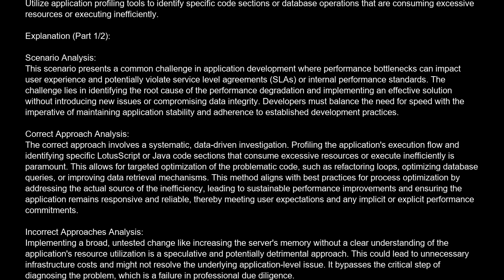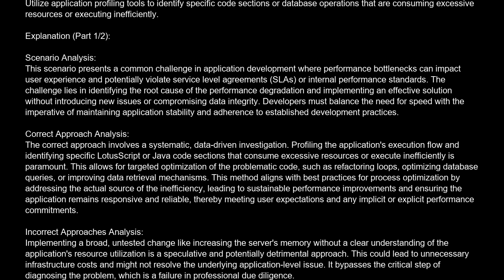Developers must balance the need for speed with the imperative of maintaining application stability and adherence to established development practices. Correct approach analysis. The correct approach involves a systematic, data-driven investigation. Profiling the application's execution flow and identifying specific LotusScript or Java code sections that consume excessive resources or execute inefficiently is paramount.